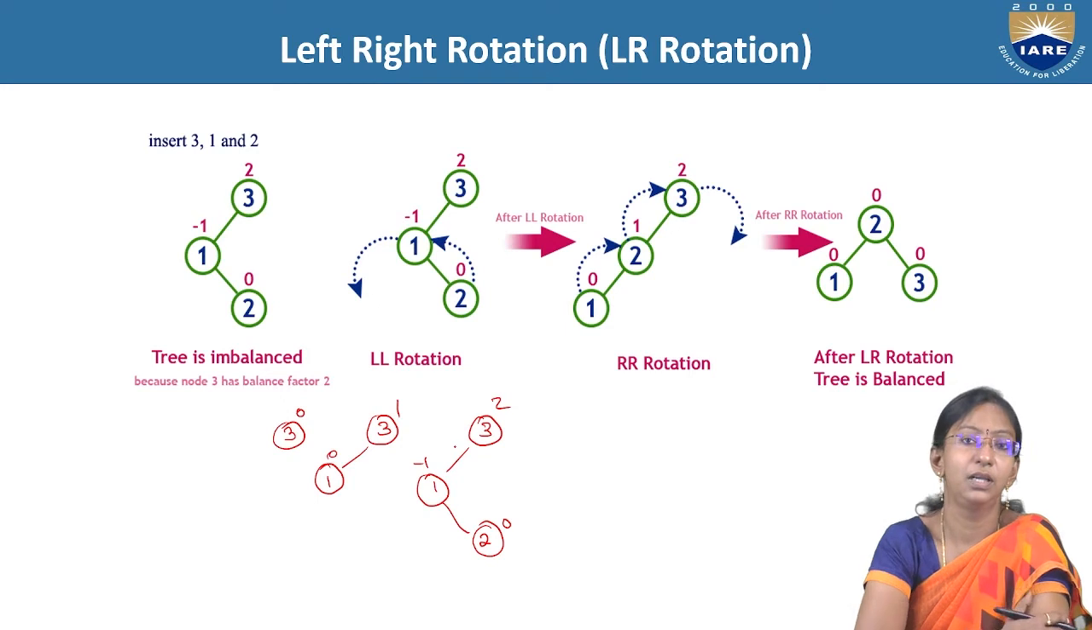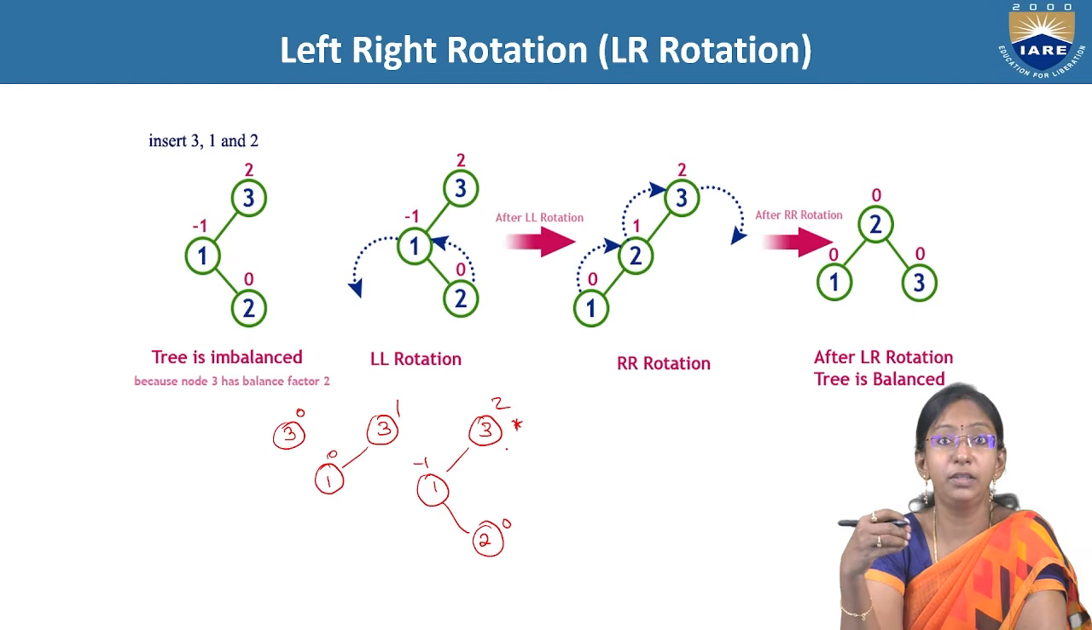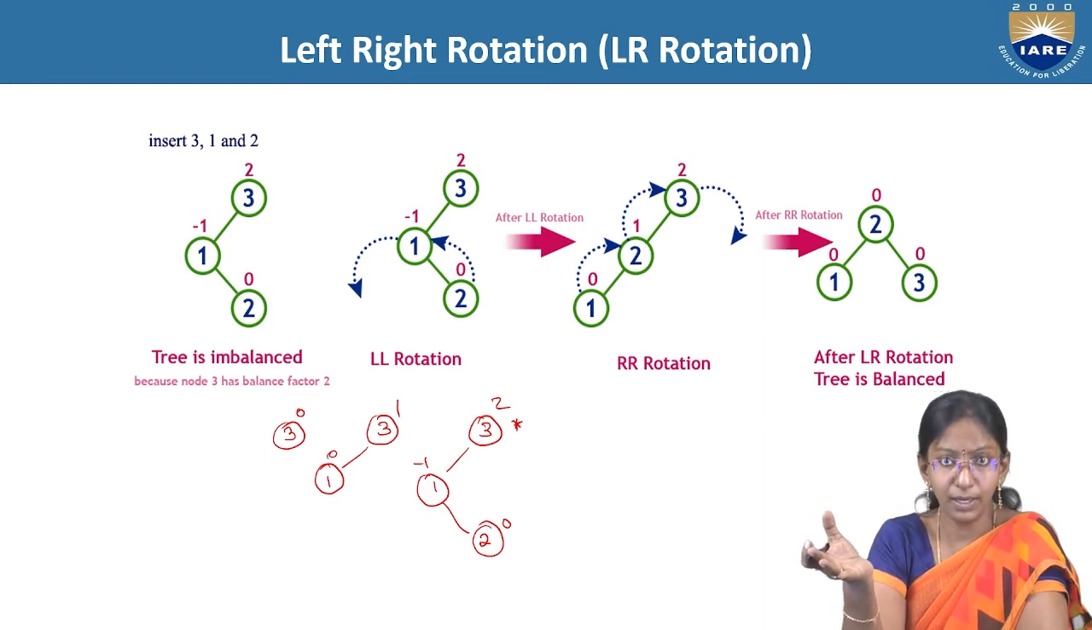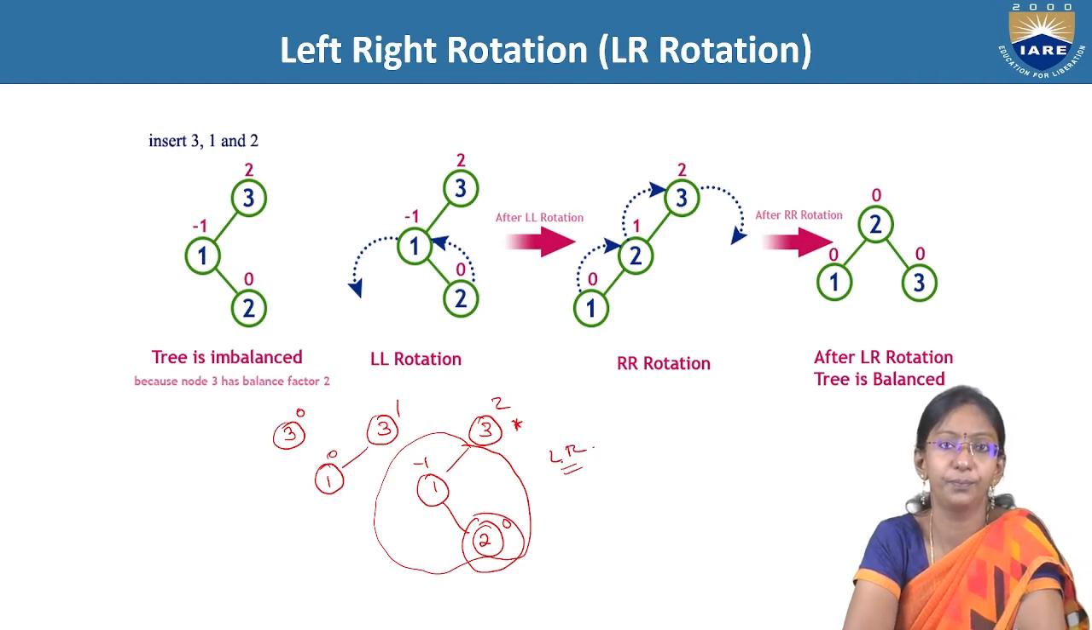Have a look. The balance factor of 3 is 2. 3 lost its balance. Why did it lose its balance? Because of 2. Because it is the new entry into the tree, right? Very good. Then where did it get inserted? In the left subtree as a right child. So LR rotation. Have to do this LR rotation.